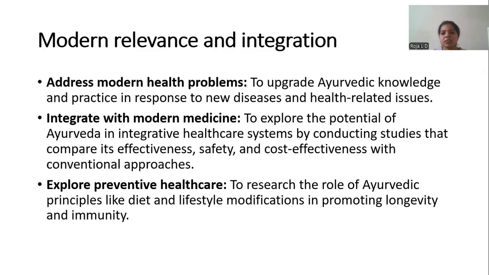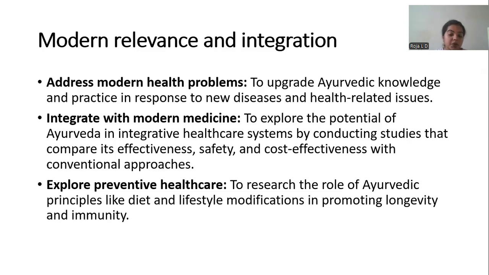If you just consider them as a disease, very few healthy people are available in India. So that's why Ayurveda knowledge and our practice help in response to new diseases which are becoming epidemic nowadays. So these modern health problems have to be addressed and integrated with modern science. So it is not Ayurveda versus modern versus homeopathy like that. What can we together best contribute to the society? That is an important question. So that's why to explore the potential of Ayurveda in the integrative healthcare system by conducting studies that compare its effectiveness, safety, and cost effectiveness with conventional approaches, which is very important.